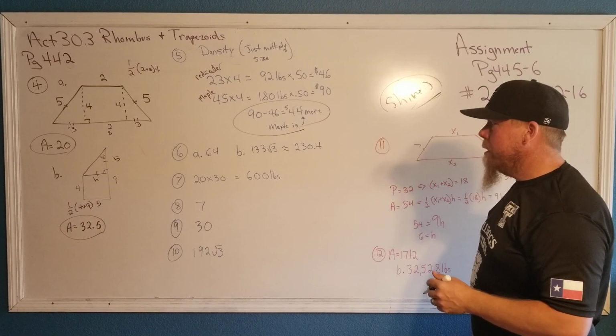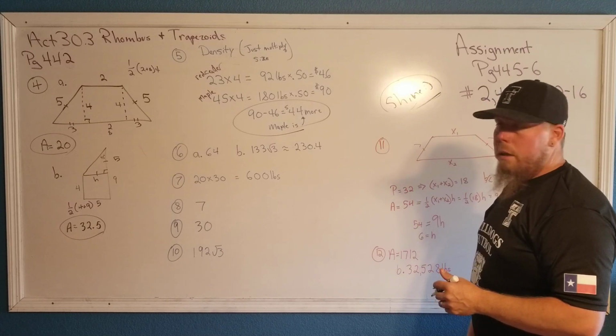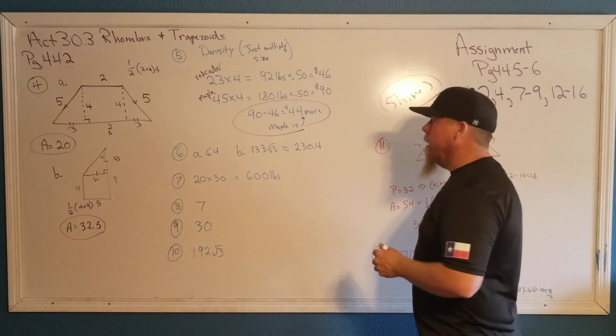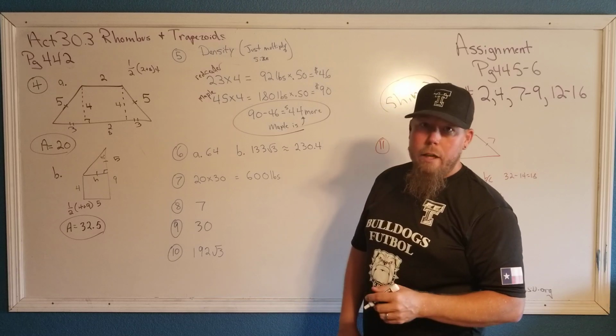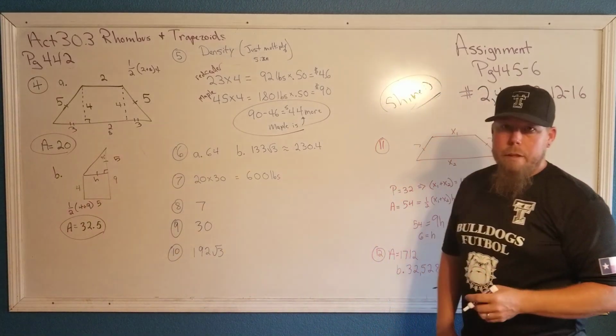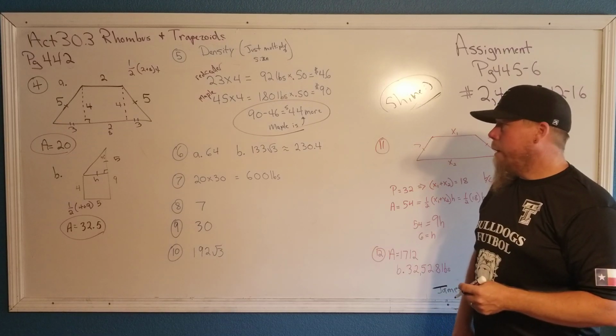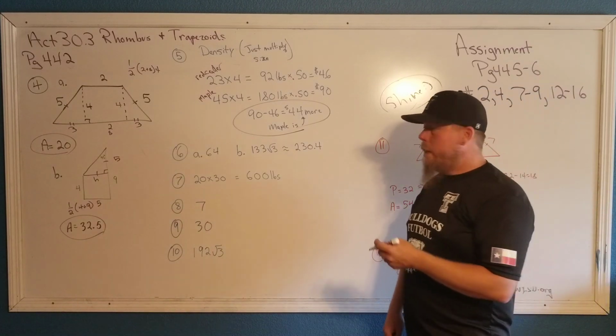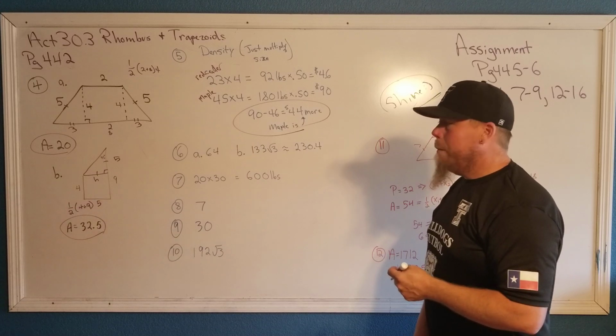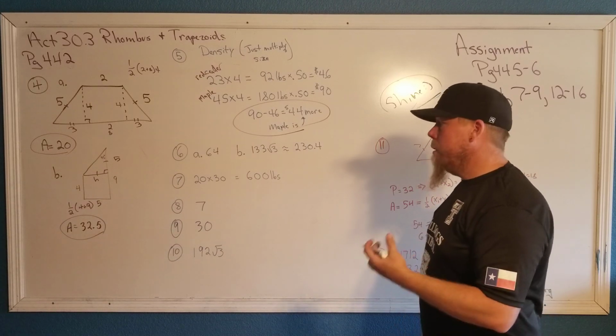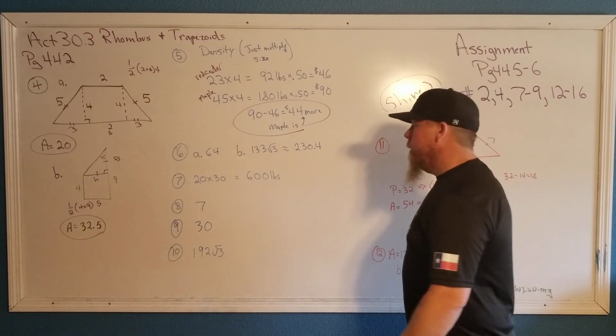Number 6, pretty straightforward. Your first one for 6A, you're going to get 64. And then for B, you're going to get 133 square root of 3. That one is, again, not Pythagorean theorem, but special right triangle. So you get 133 square root of 3, or maybe you got 230.4. Either one of those answers would work. For number 7, it's another density problem, and you're just multiplying 20 times 30, so you get 600.